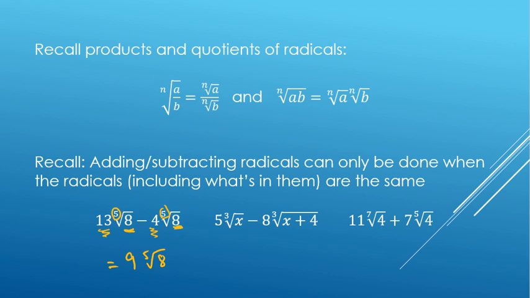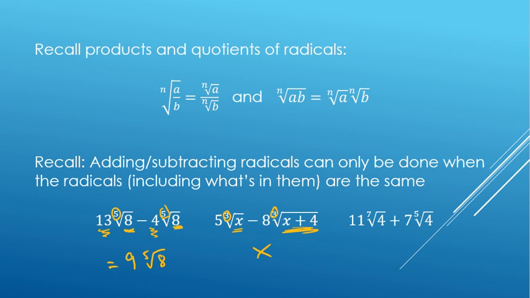The second sample here, the root we're taking, the cube root, is the same, but what's inside of these is not the same. Here we have x, here we have x plus 4. So we can't take the difference of these two things. And for the third sample here, I just put a little x there to stand for the fact that we can't subtract these.